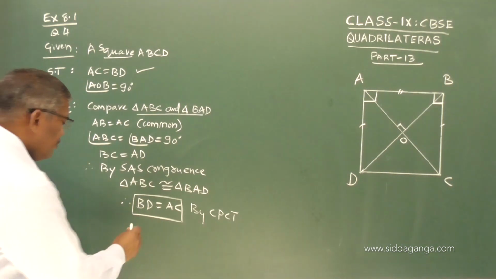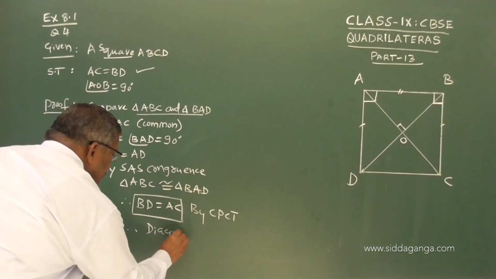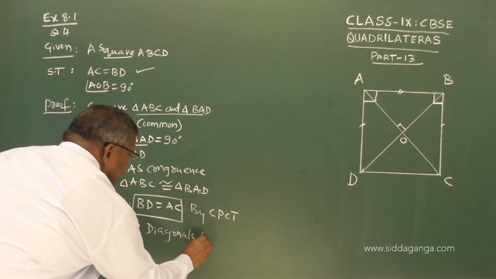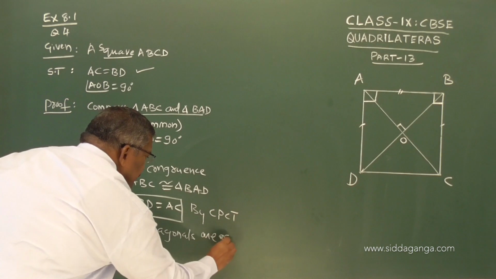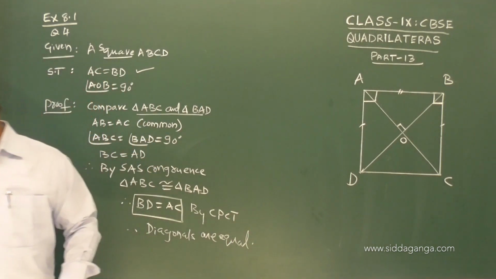So, therefore, you can say diagonals are equal. Diagonals are equal.